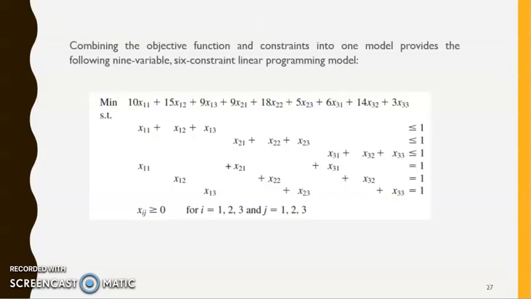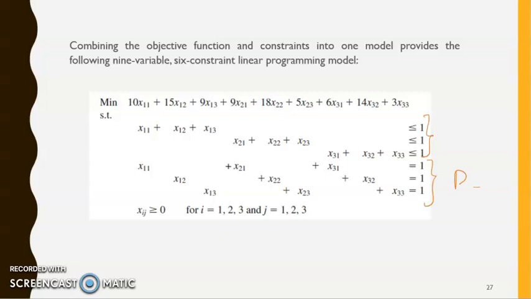As you can see here, combining the objective function and constraints into one model provides the following 9 variables. We talked about this. And we have 6 linear constraints. Okay, this is the objective function. We talked about it. And here are the supply constraints, and here are the demand constraints.